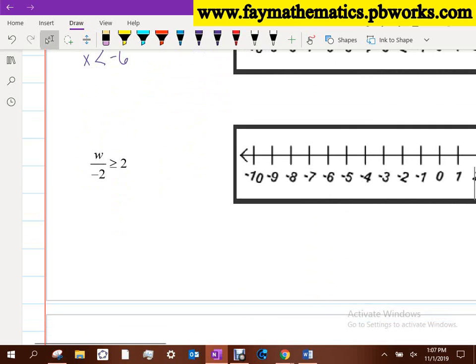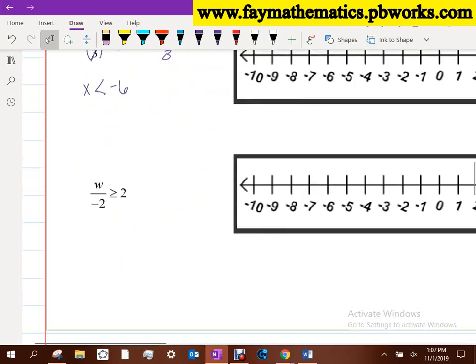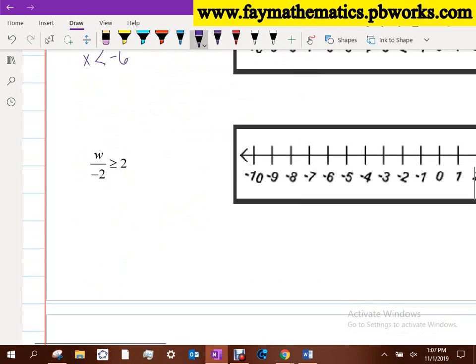What about this next one? Okay, so if you multiply by the positive, it's the same thing. But if you multiply by negative, it changes. It flips. Yep. All right. What about this one? What do I need to multiply both sides by? Negative 2.